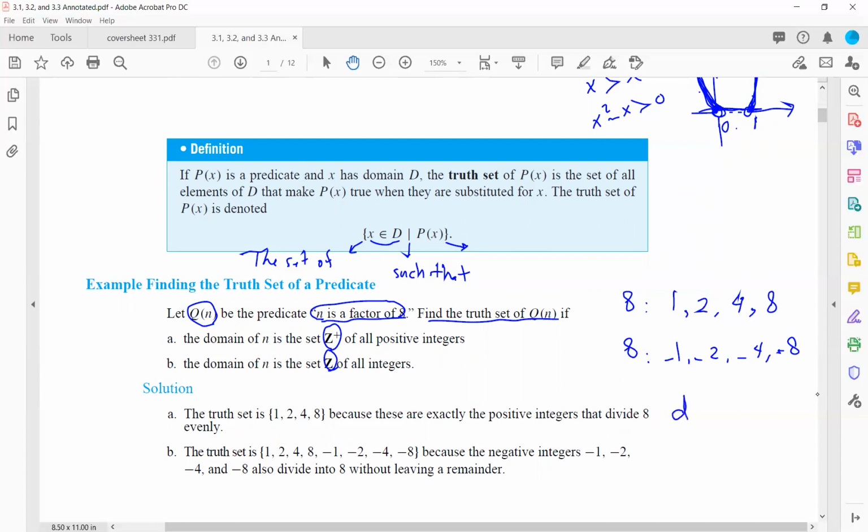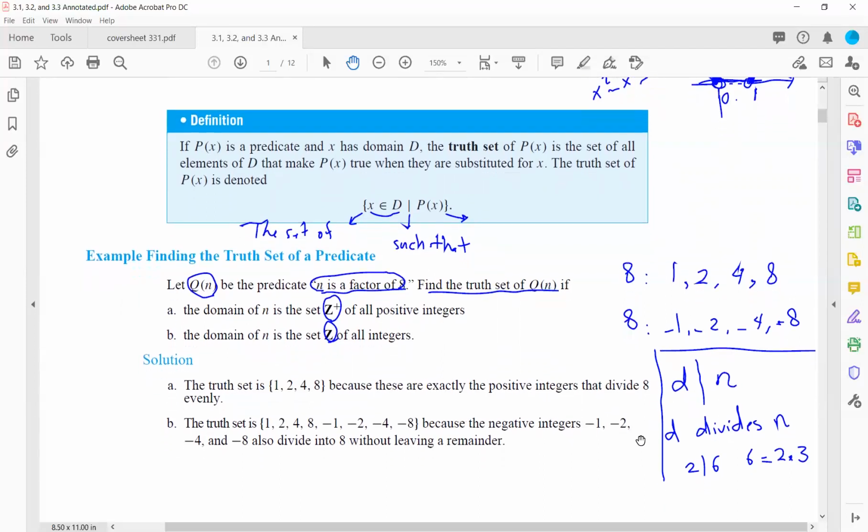Why do we say that these are factors? D is a factor of n if D divides n. Like 2 divides 6. 6 is 2 times 3. 3 divides 6. 6 also divides 6. 1 divides 6, of course.